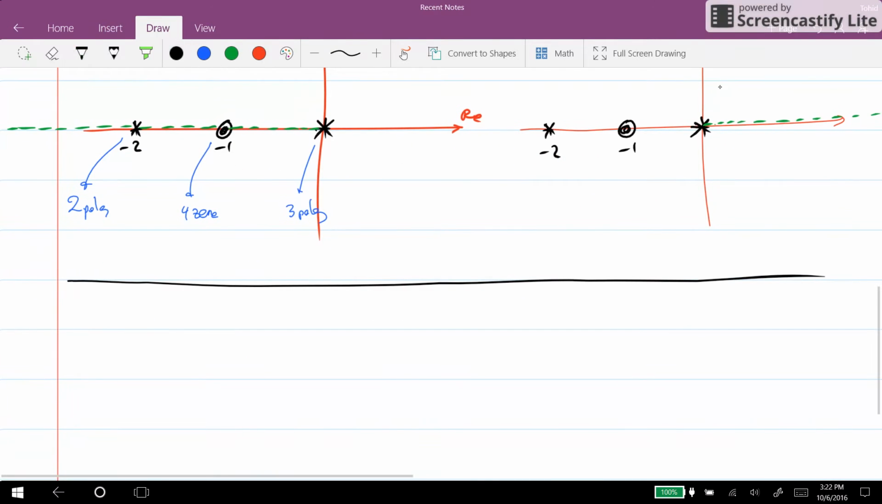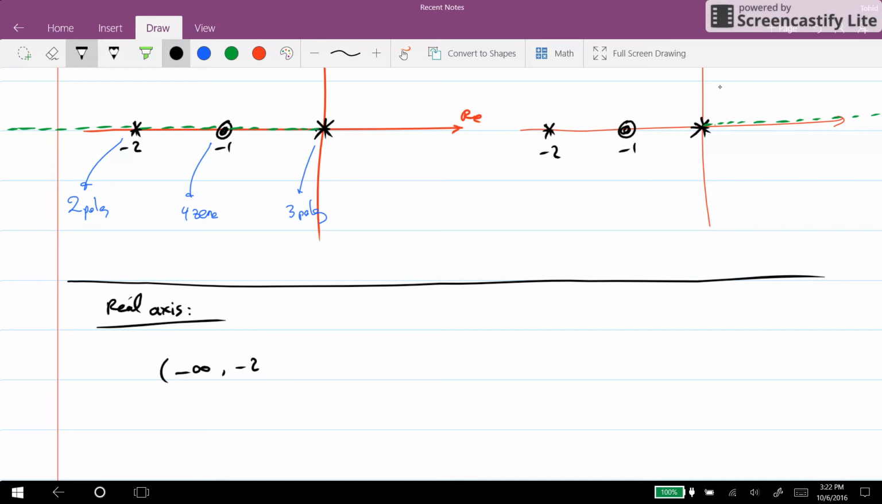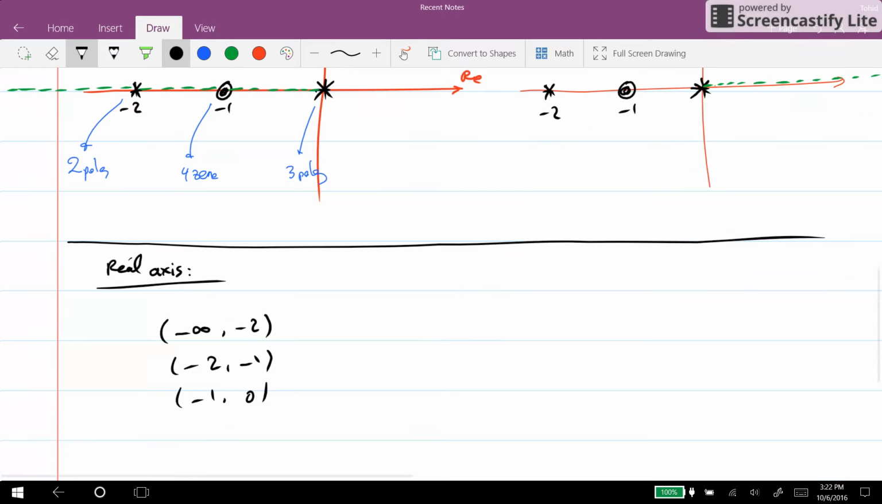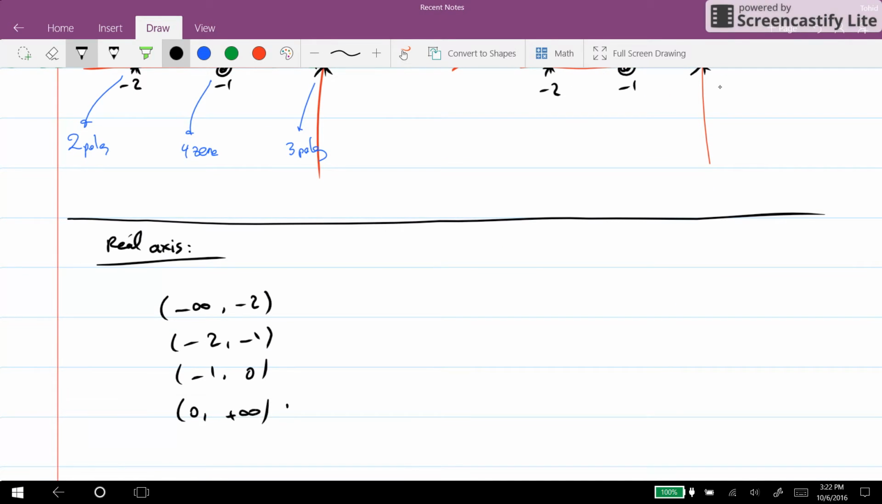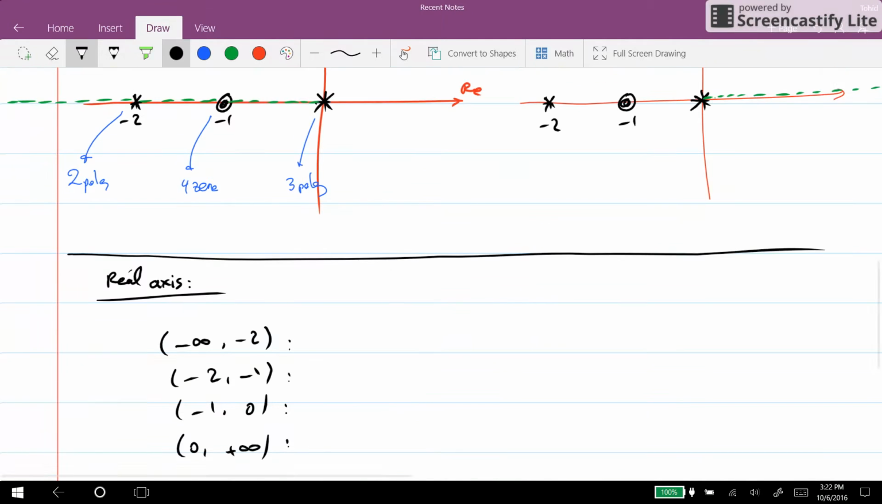Now we can talk about the sections of the real axis belonging to each one of them. We have different segments here: from minus infinity till minus 2, from minus 2 till minus 1, from minus 1 till 0, and from 0 till plus infinity. Let's count the number of poles and zeros on the right hand side of each section. From 0 to plus infinity, there is nothing, so we have 0. From minus 1 to 0, we have 3 poles at the origin on the right hand side. From minus 2 to minus 1, we have 3 poles and 4 zeros. We have 7 in total. And from minus infinity to minus 2, we have all the poles and zeros, which will result in 9.